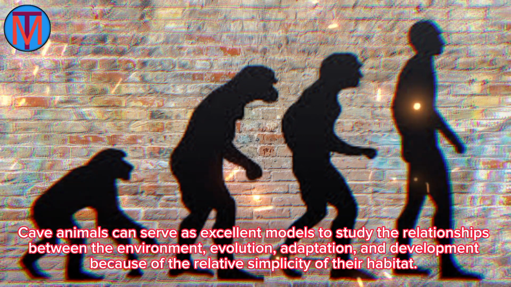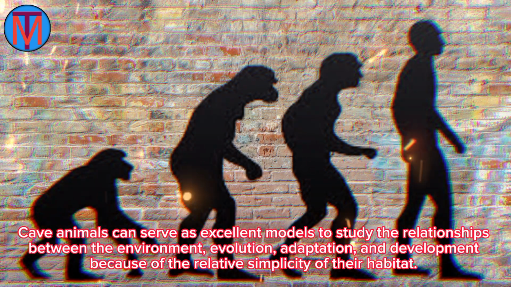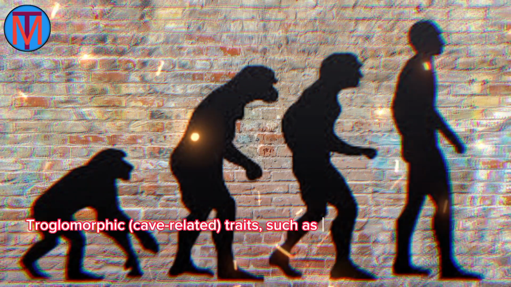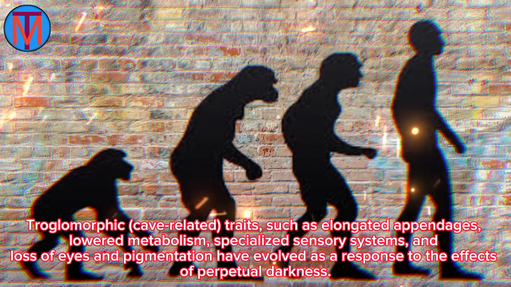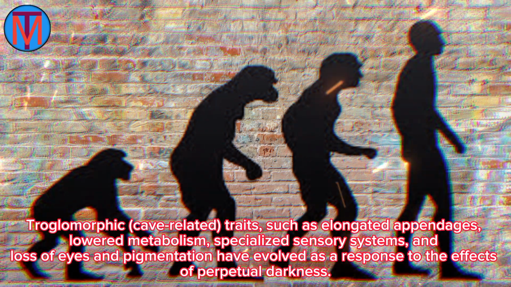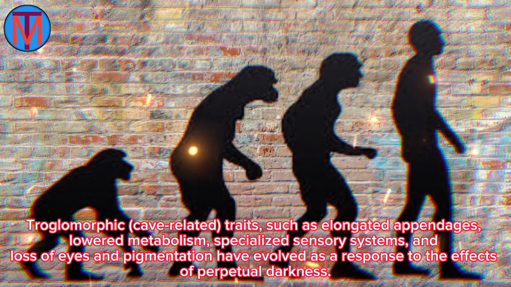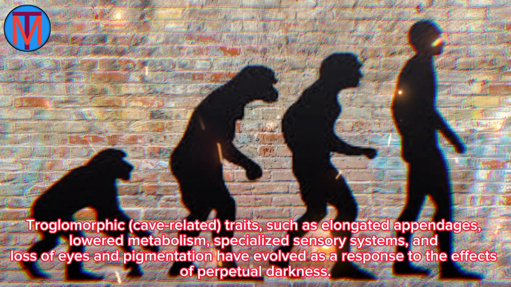and development. Because of the relative simplicity of their habitat, troglomorphic cave-related traits, such as elongated appendages, lowered metabolism, specialized sensory systems, and loss of eyes and pigmentation have evolved as a response to the effects of perpetual darkness.